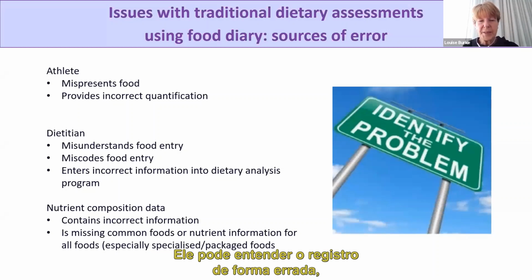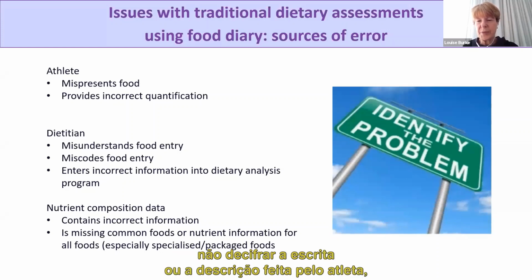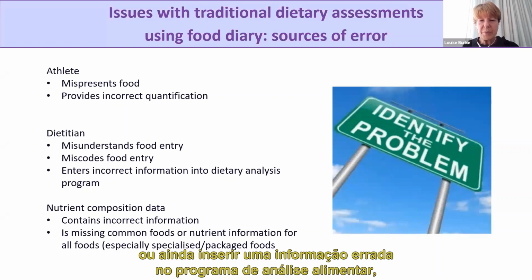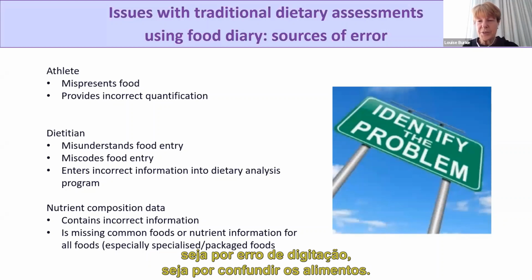They may misunderstand the food entry. They may not be able to understand the athlete's writing or their description. They may then miscode that information when they're putting it through the dietary analysis program, and they can do that either because they're just making typographical errors or because they're mismatching the foods.